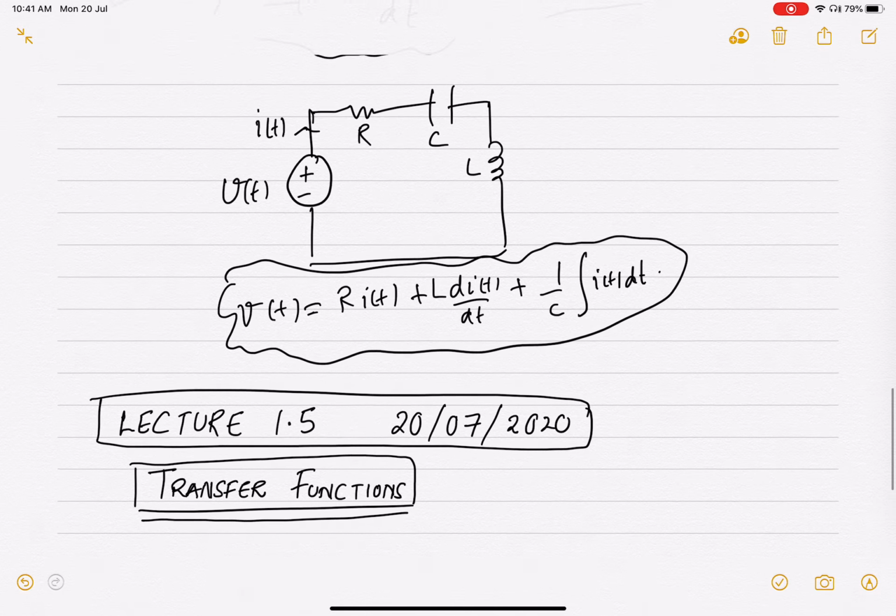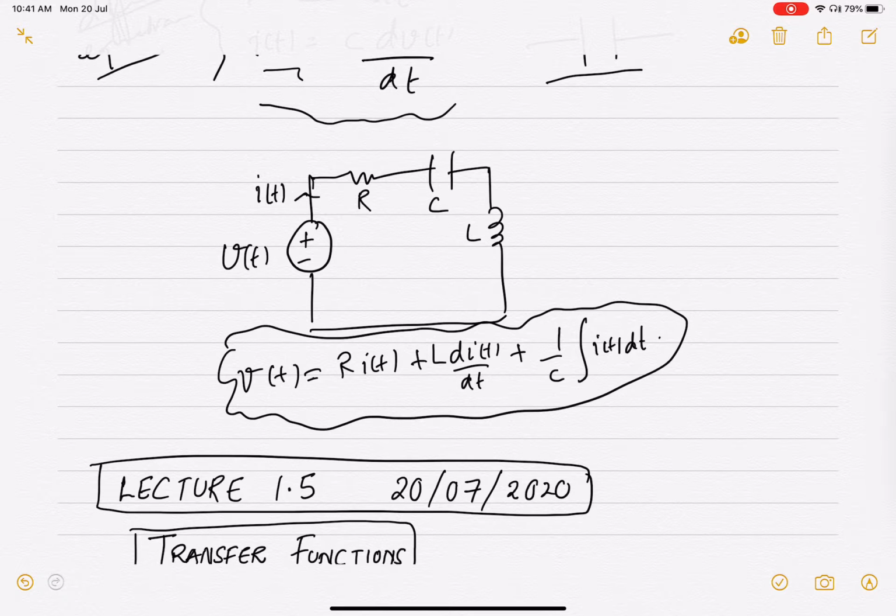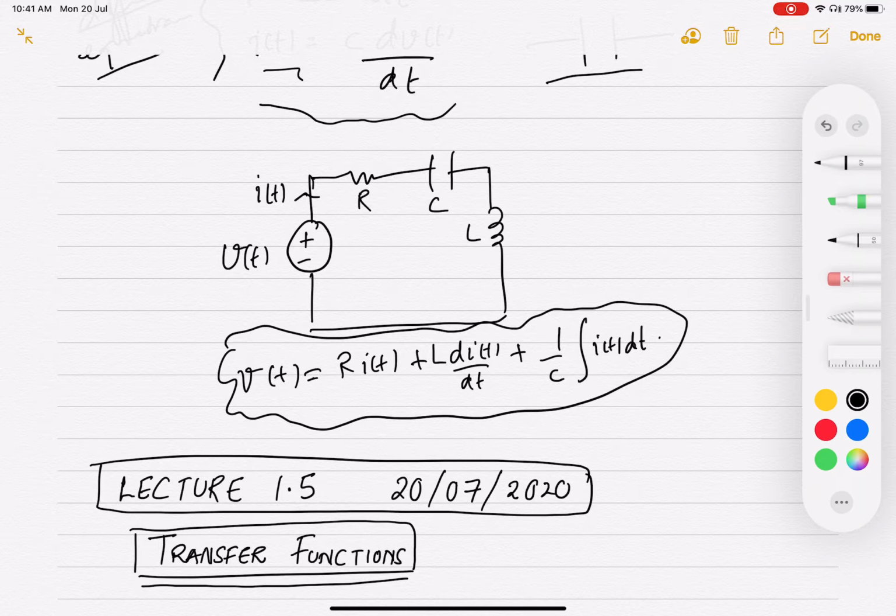Last time, we took a simple RLC circuit and we were trying to write down the differential equation governing the circuit from first principles. And we wrote down this differential equation that you see. So v(t) is equal to R i(t) plus L di/dt plus 1/C integral of i dt. Now, although it represents the physics of the problem entirely, it is not very useful directly from the control systems perspective.